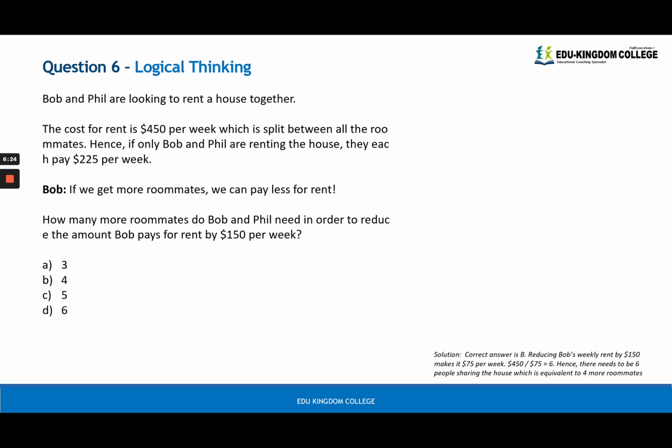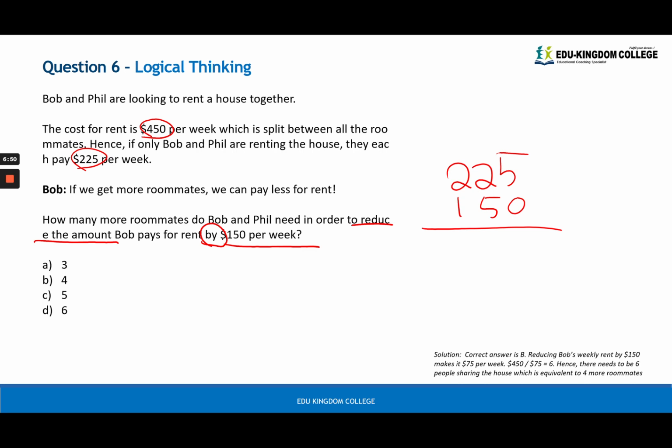Alright, so Bob and Phil are looking to rent a house together. It totally costs $450 a week. Right now they pay $225 a week by splitting it in half. Bob wants to reduce the amount he pays by $150 per week. This is not saying he wants to pay $150 per week. He wants to minus $150 from what he is paying right now, which is $225.